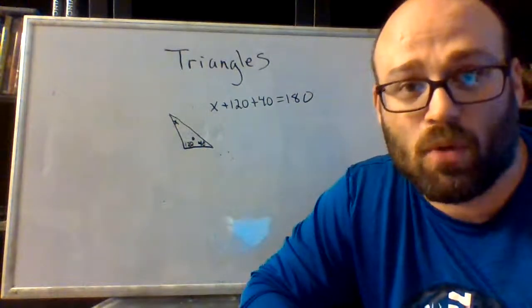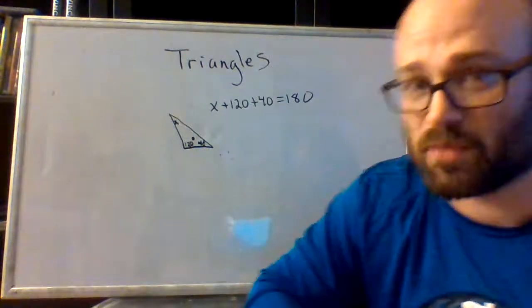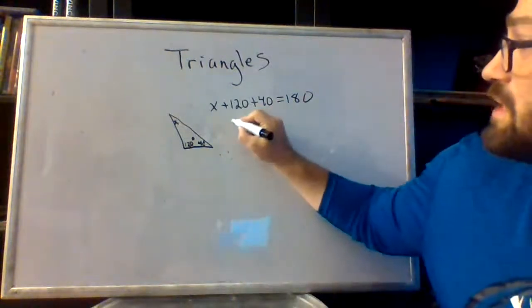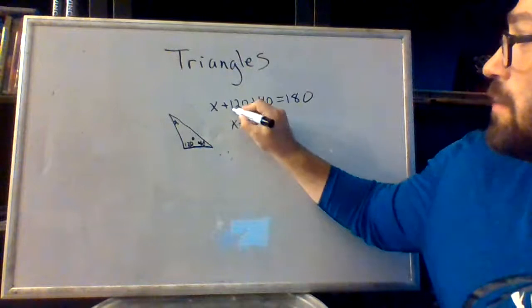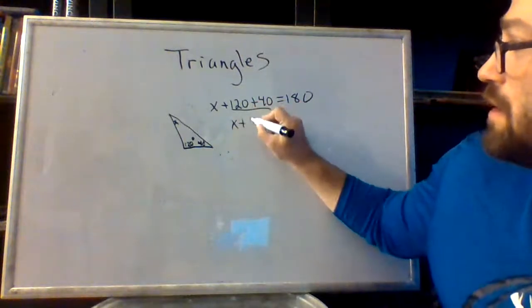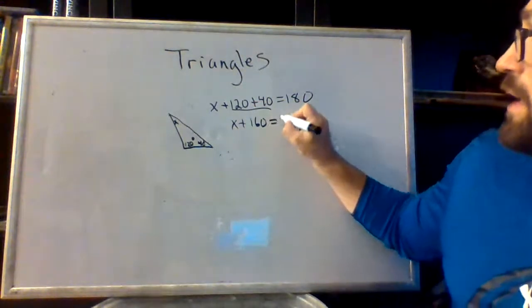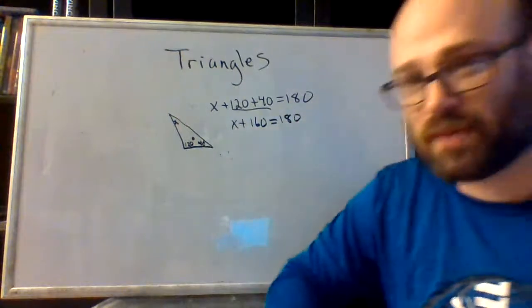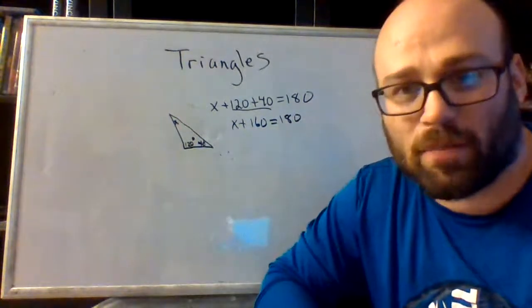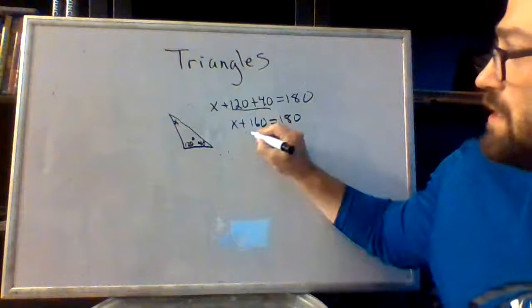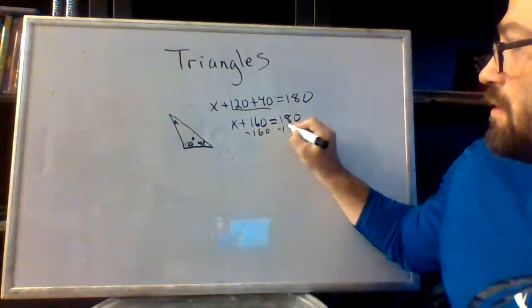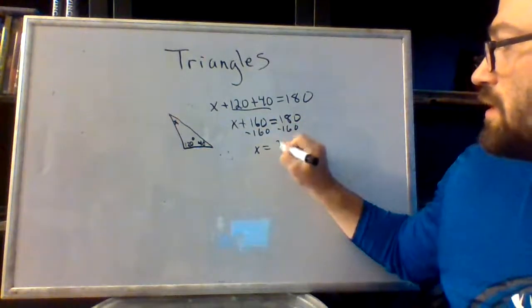So we can combine like terms. We have x plus, combining these two constants, 160, equals 180. Now, some of you may know the answer right off the bat, but we can do our inverse operation. Subtract 160 from both sides, and x equals 20 degrees.